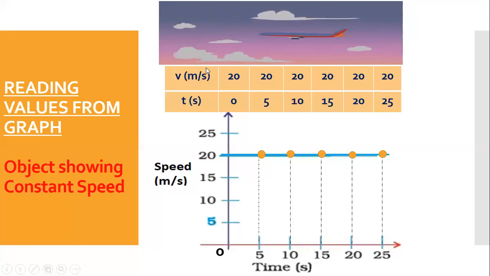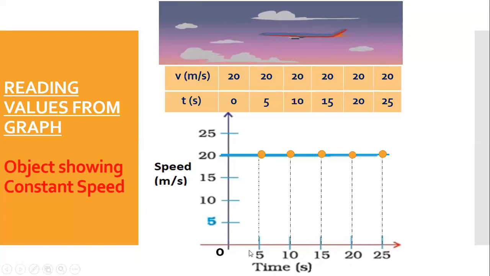Hence, you draw this table. At time t0, you started observing the plane and it was moving with a speed of 20 meter per second. Then after 5 seconds, again 20 meter per second. 10 seconds, again 20 meter per second, 15 again 20 meter per second, and so on and so forth.